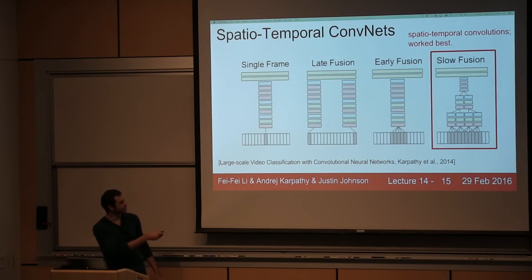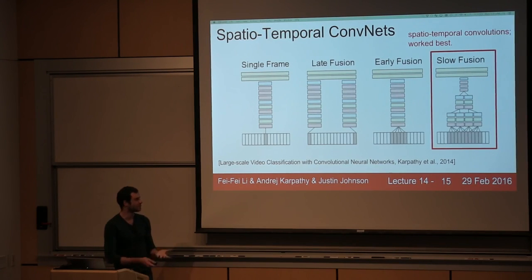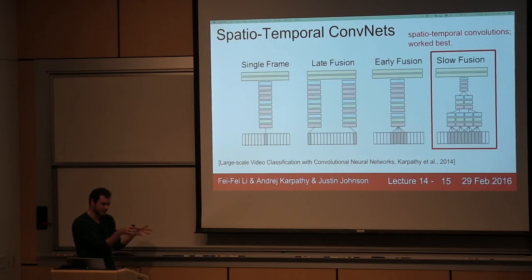The model here on the very right that we called slow fusion is the same idea that I've presented so far. These are three-dimensional convolutions happening in both space and time. That's slow fusion, as we refer to it, because you're slowly fusing this temporal information, just as before we were slowly fusing the spatial information.